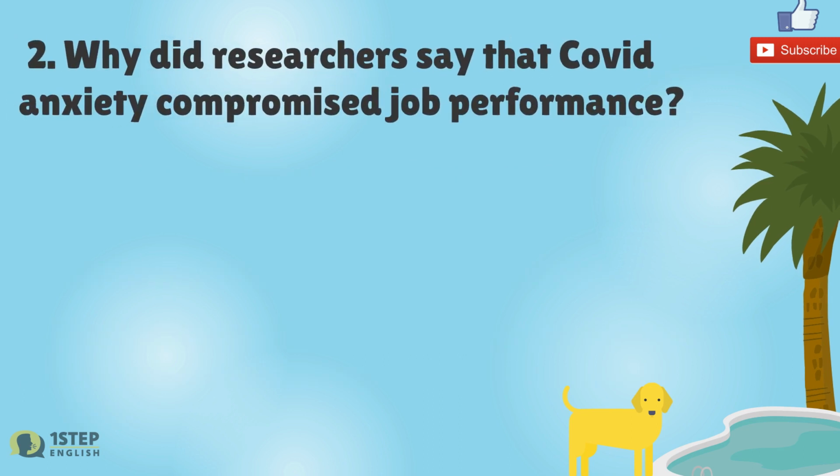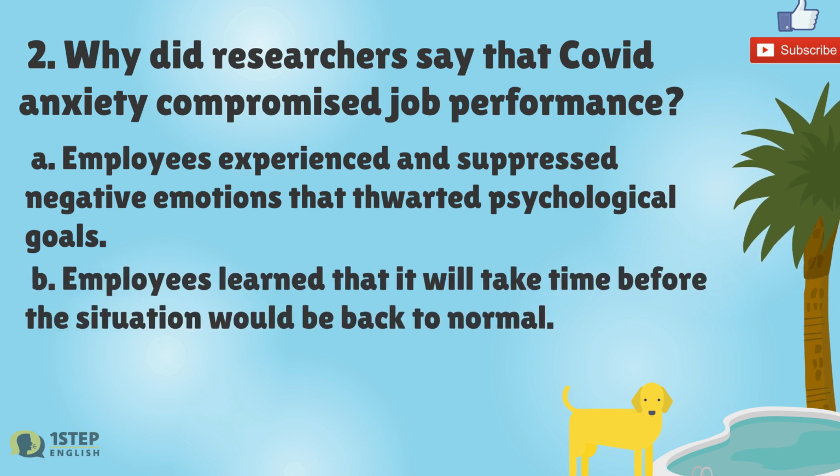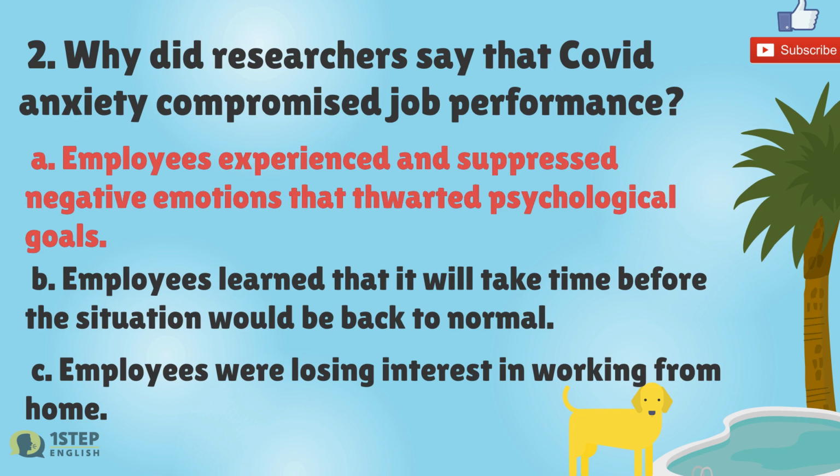Number 2. Why did researchers say that COVID anxiety compromised job performance? Letter A. Employees experienced and suppressed negative emotions that thwarted psychological goals. Letter B. Employees learned that it will take time before the situation would be back to normal. Letter C. Employees were losing interest in working from home. The correct answer is letter A. Researchers said that COVID anxiety compromised job performance because employees experienced and suppressed negative emotions that thwarted psychological goals.